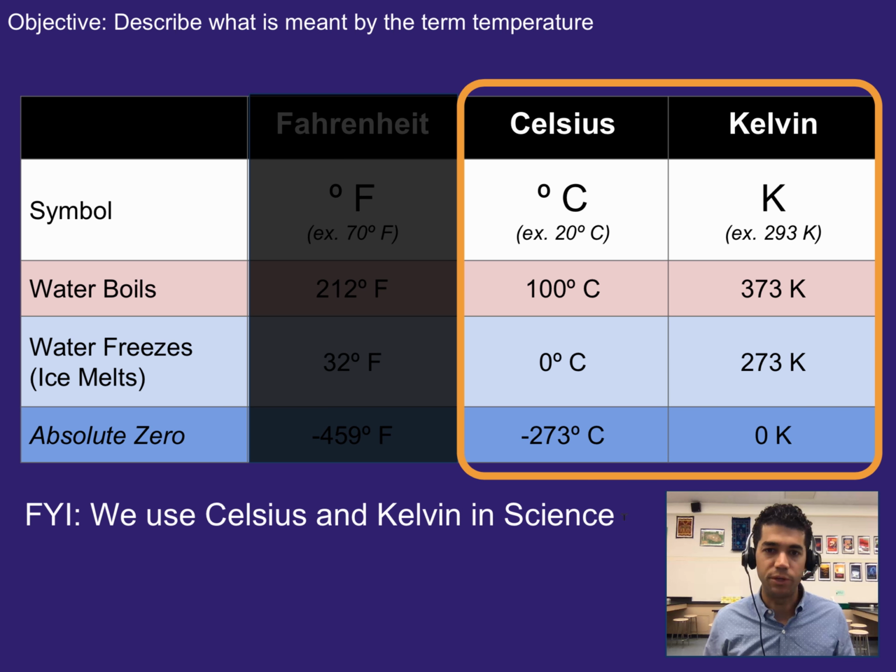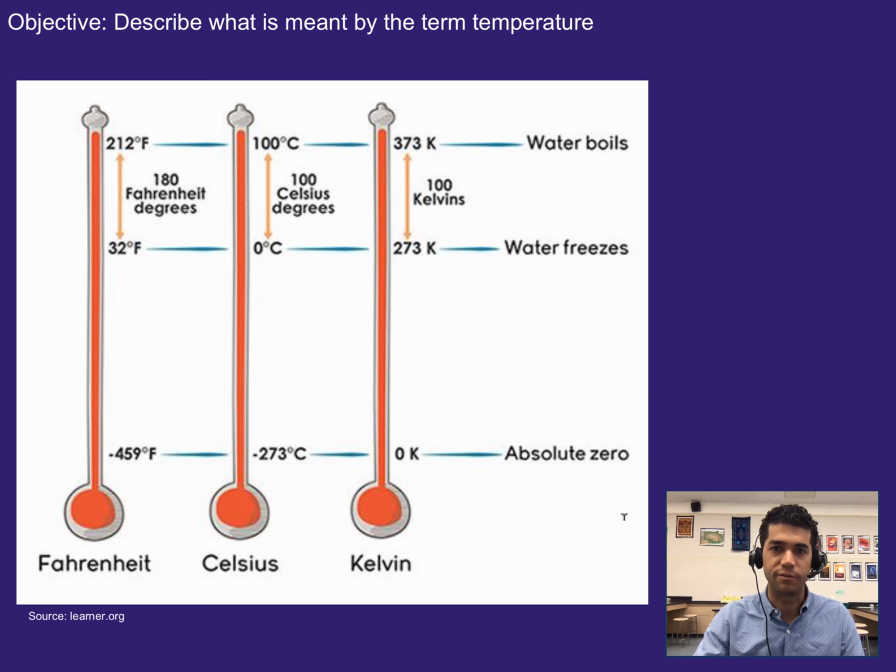Now, in science, we only use Celsius and Kelvin. We don't use Fahrenheit. And to recap all of these, we've got this nice thermometer image here to help you imagine it a little bit better if the grid method wasn't as good. So Fahrenheit has smaller degrees, with a 180-degree difference between water boiling and freezing. Celsius and Kelvin have a 100-number change, or magnitude change, between the two. But with Kelvin, 0 is set at absolute zero instead of 0 being the temperature at which water freezes.